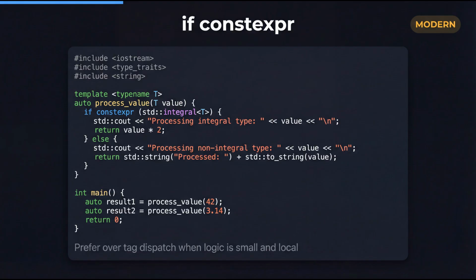If constexpr is compile-time branching that only compiles the matching branch for each type. In this describe function, if T satisfies the integral concept, we print integral. Otherwise, we print non-integral. When you call describe with an int, only the first branch exists in the generated code. This is cleaner than tag dispatch. Use if constexpr when the branching logic is small and local.